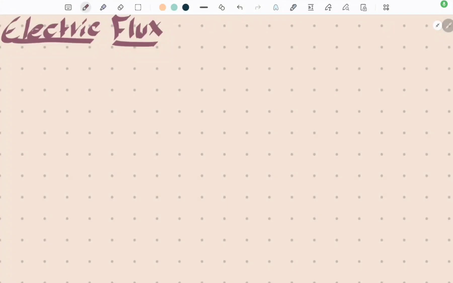In today's class, we will be looking at electric flux. The easiest way to explain what electric flux is, think of electric field lines that are penetrating or crossing over a particular area. So, electric flux is a measure of the number of electric field lines that cross a given area.